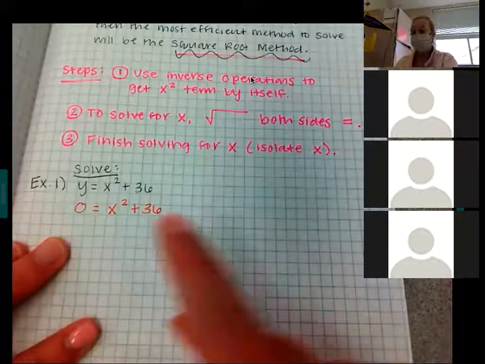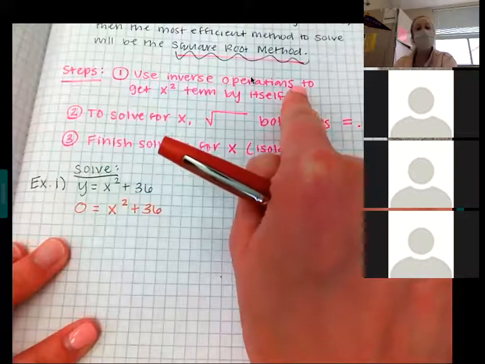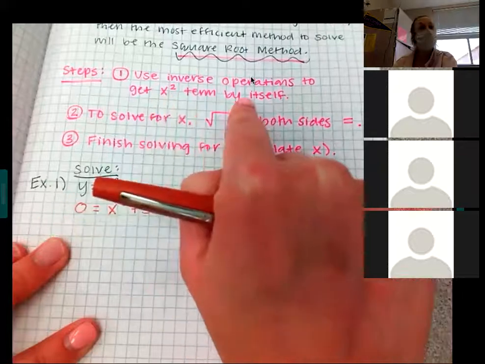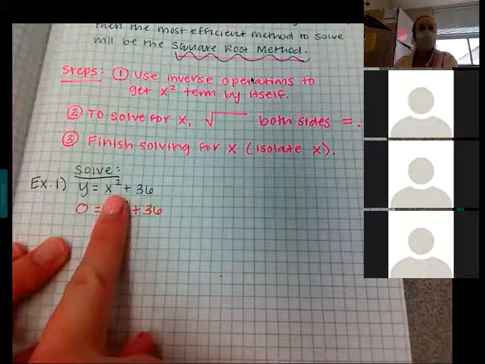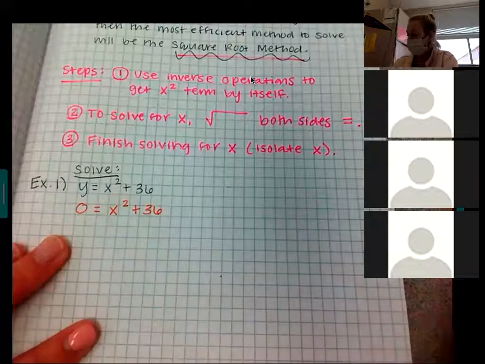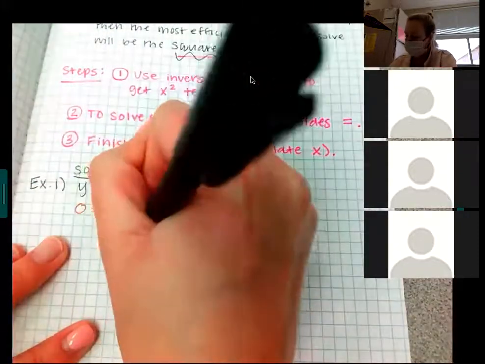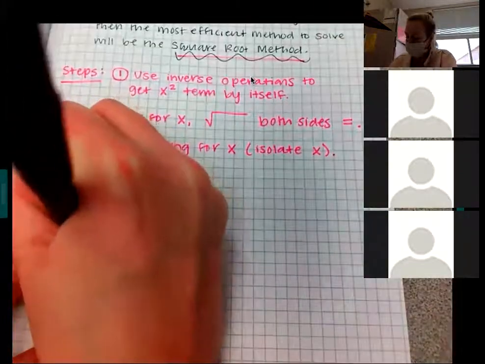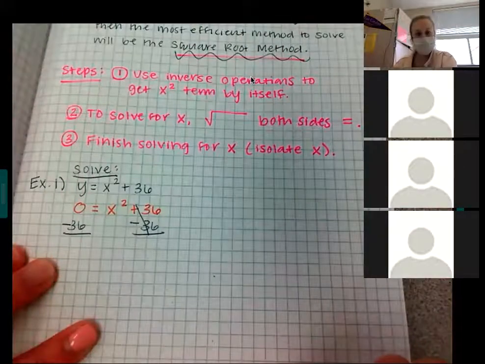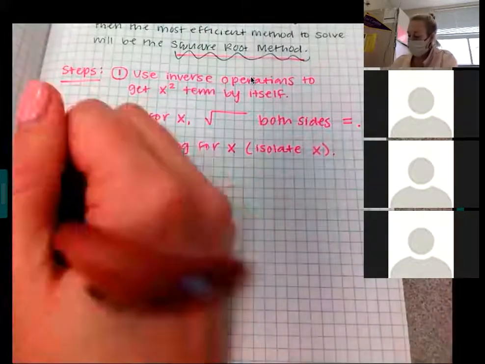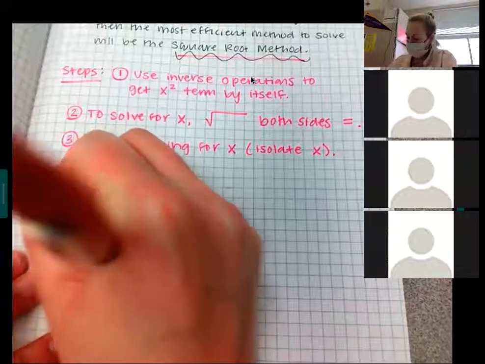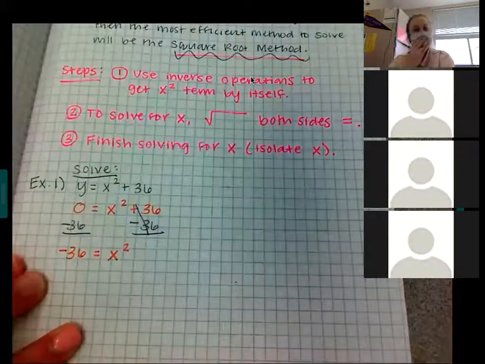Now, step 1 says use inverse operations to get x squared by itself. So cover your x squared. What do we need to move? The 36, and you do inverse operations. So they said in class we're going to subtract 36. My people at home, do y'all agree? Yeah. Okay. All right. I'm getting negative 36 equals x squared. Is that what y'all are getting? Okay.